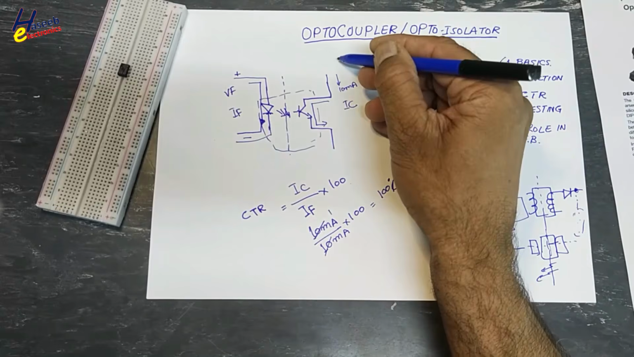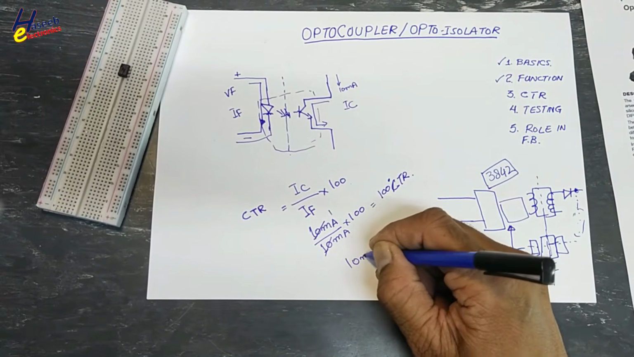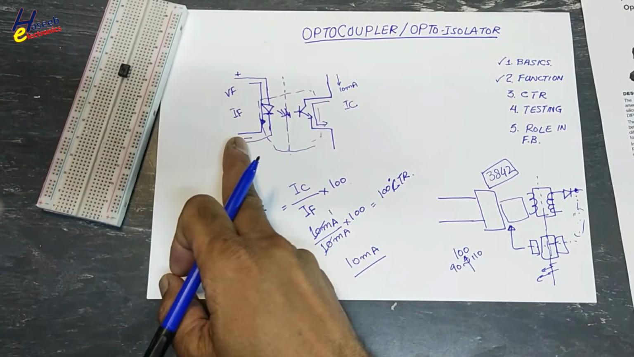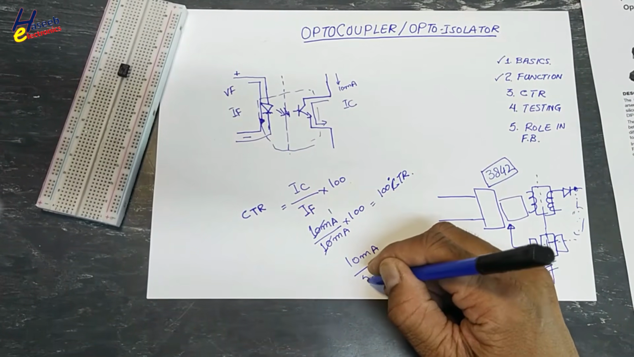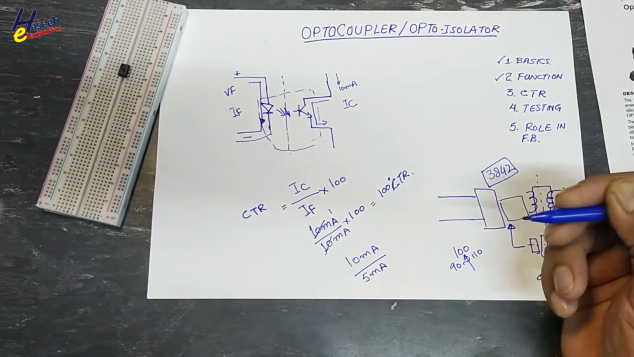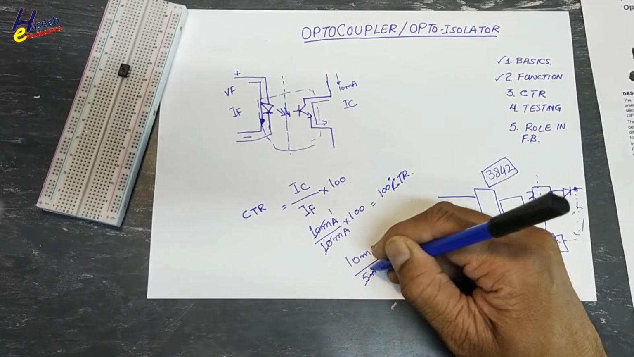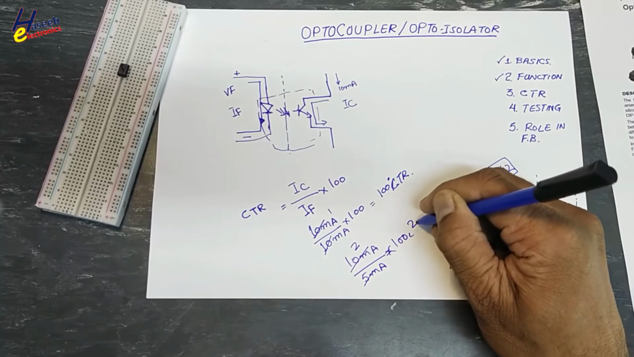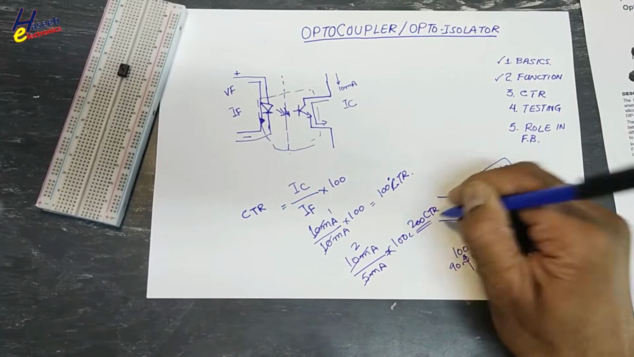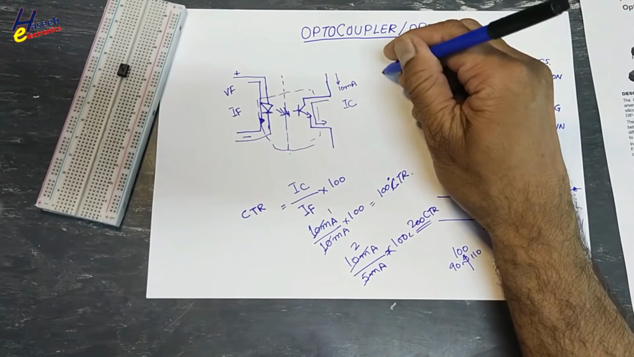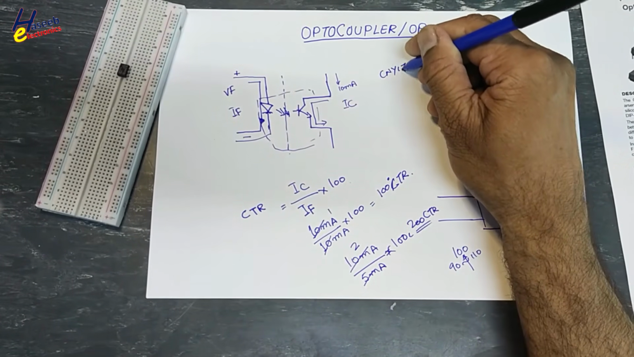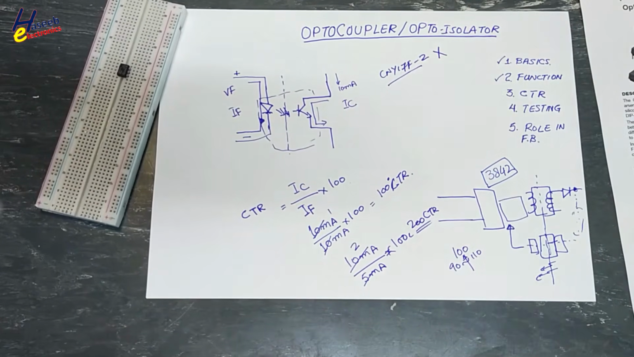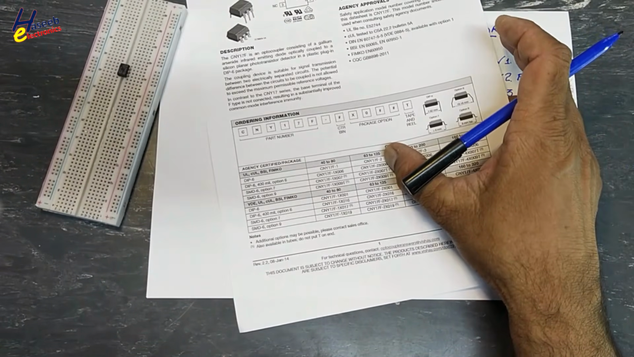If I will design this circuit at 10 milliampere and I connect a resistor here that will allow just only 5 milliampere, that time 5 to 200 CTR, that time CNY 17 F-2 will not work because its range is maximum 125.